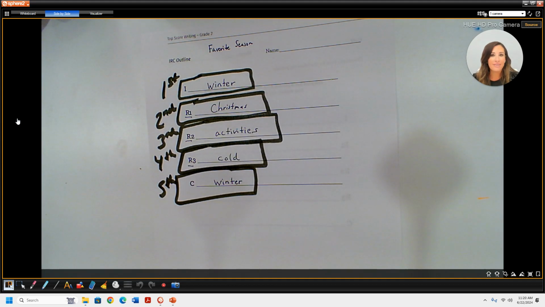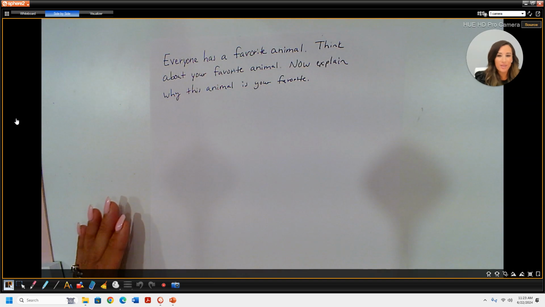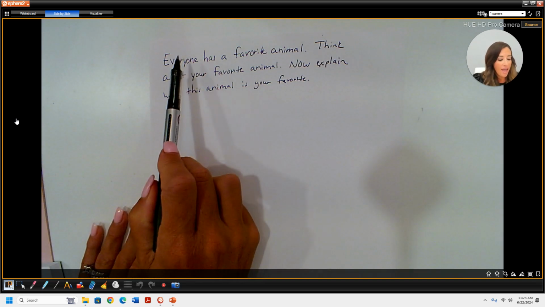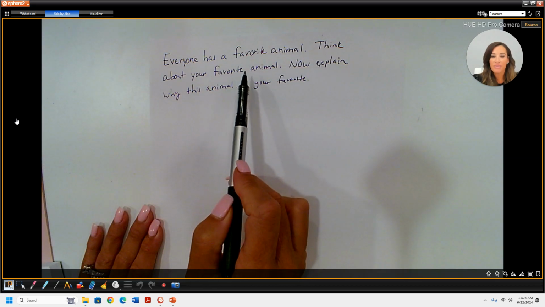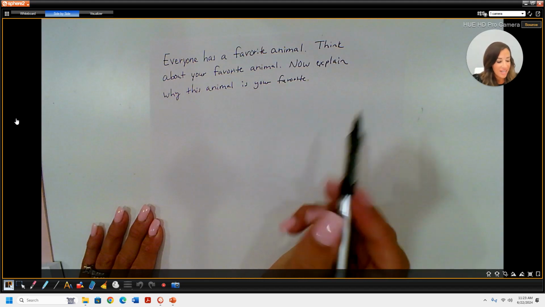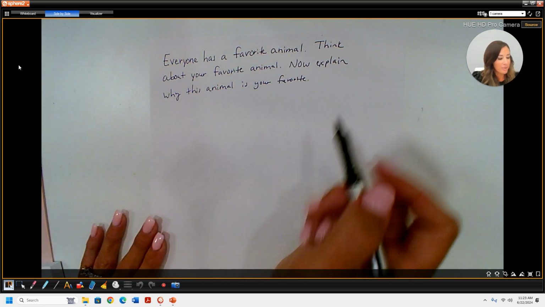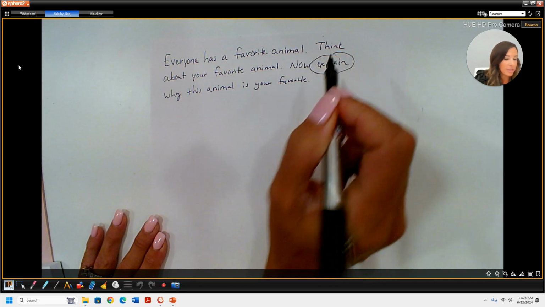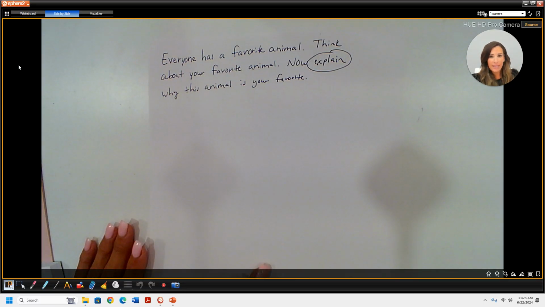Okay, let's go over another example. Let's do another example using the prompt favorite animal. Everyone has a favorite animal. Think about your favorite animal. Now explain why this animal is your favorite. Does anybody see the key word in this prompt? The key word is explain. So I'm going to circle it. We know we're going to be doing an expository / informative essay. And now I'm going to plan.